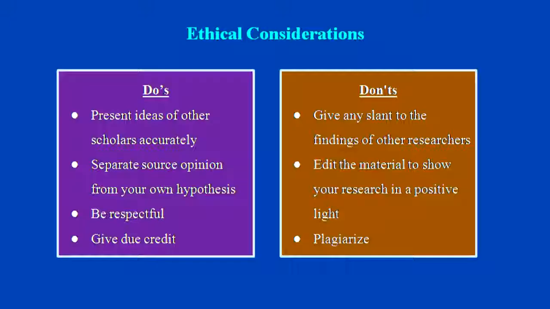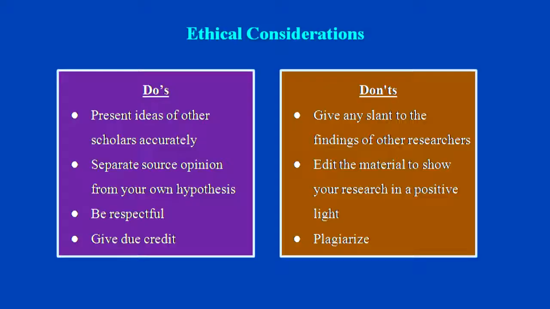Now, when we talk about writing the review of literature, it is about treading a very thin line, whether you're presenting the information in a very accurate manner or not. Therefore, you should see that the accuracy of the information that you're presenting of other scholars is completely taken into account. You should also separate your own opinion from that of the source, that is, of the literature. You should also be respectful to the authors that you're analyzing, therefore, take into account what kind of research they have done. You should also give due credit, therefore, in-text citation is of utmost importance here.